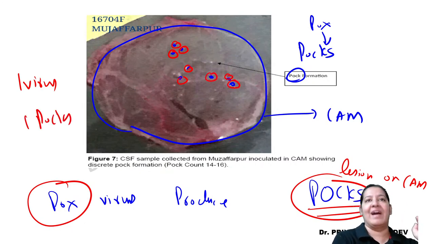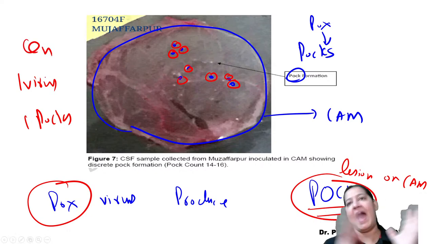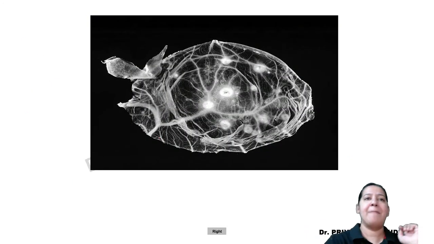That is the number of virus. So it is a quantitative assay, and it is done in the egg. You can see the same membrane. This is the membrane. Can you appreciate a membrane?